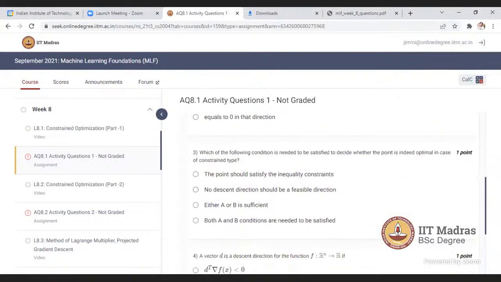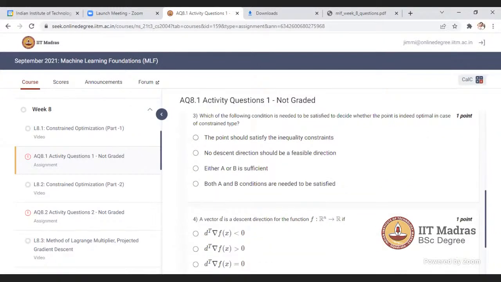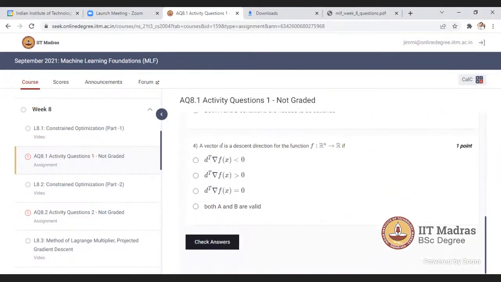Third question: which of the following conditions needs to be satisfied to decide whether the point is indeed optimal in the case of constrained problems? Both A and B. The point should satisfy the equality constraint, and no descent action should be feasible. Yeah, that's true. The fourth question: a vector d is a descent action for the function. Which one do you think is the correct answer? Less than 0. Yeah, exactly.